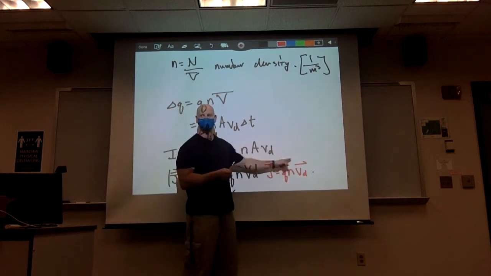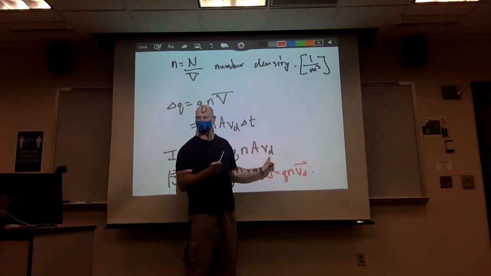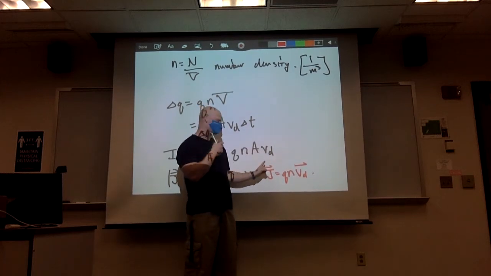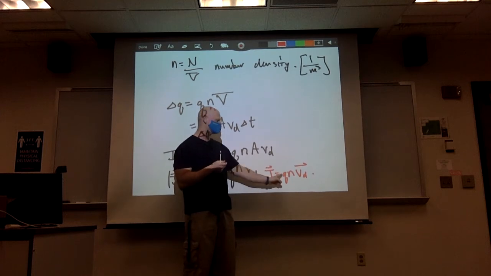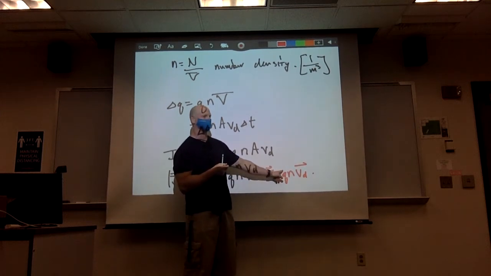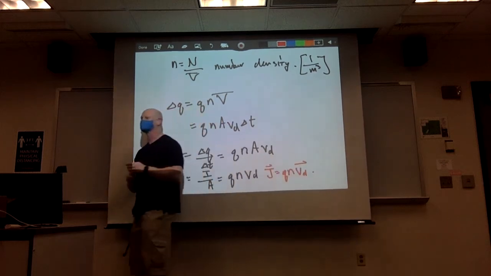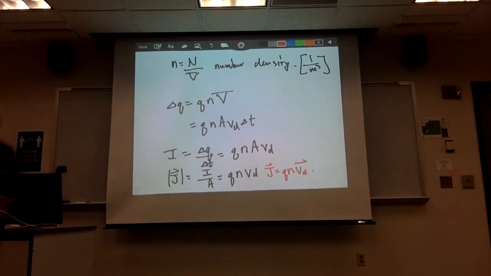These two things are going to point in the same direction if it's a positive charge. If it's a negative charge, these two things actually point in the opposite direction. But the current density will always point in the same direction, because if I had a negative charge, I'd pick up a negative sign here. The velocity then would be in the opposite direction, making the current density the same at all times.